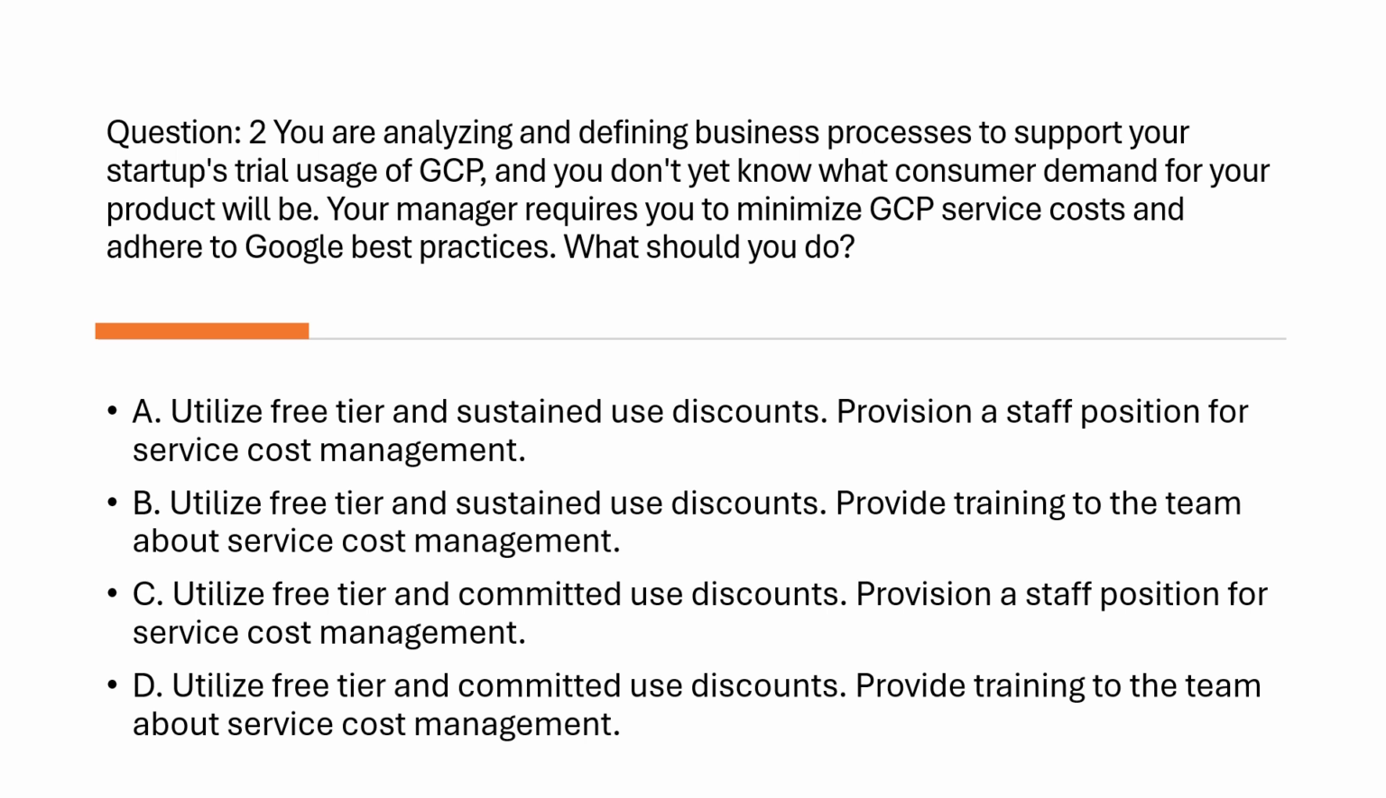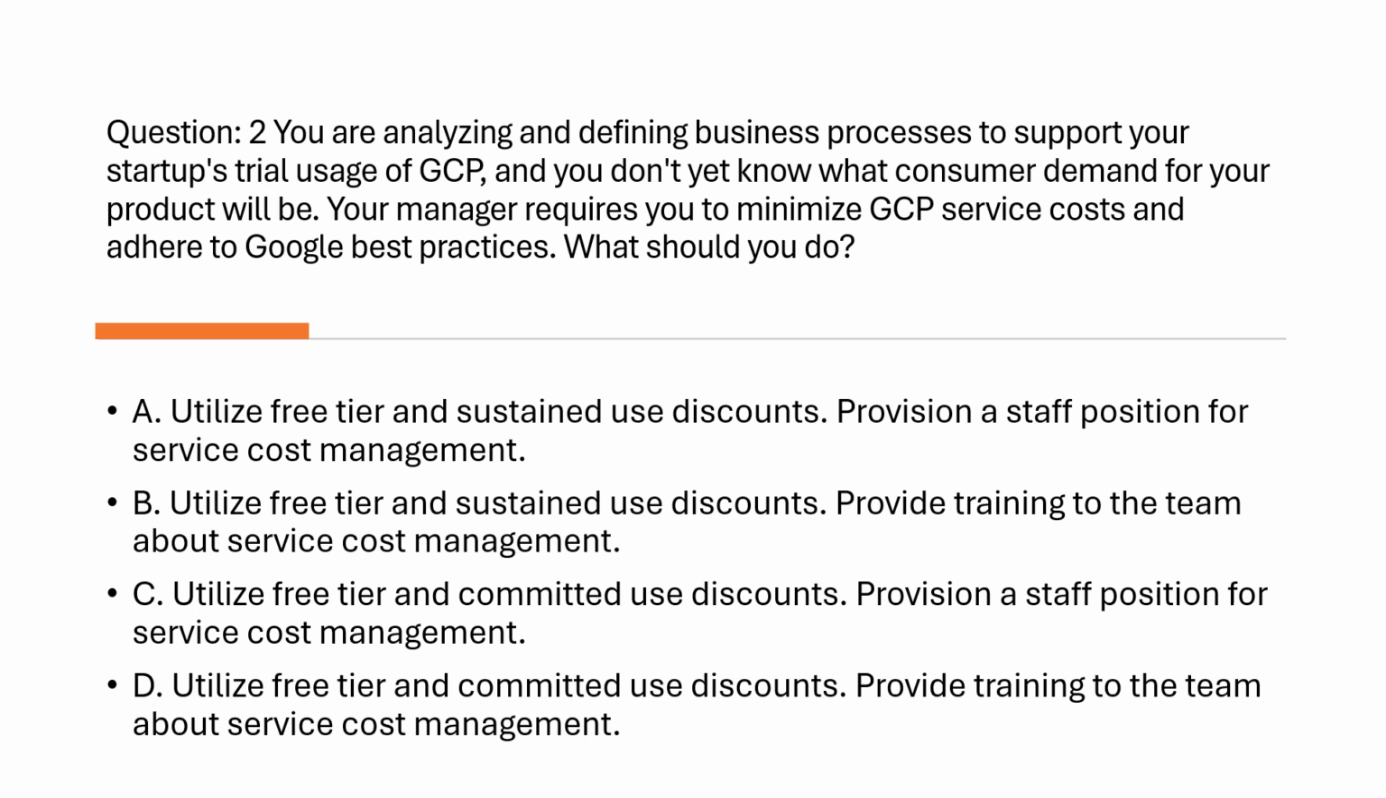Question 2. You are analyzing and defining business processes to support your startup's trial usage of GCP, and you don't yet know what consumer demand for your product will be. Your manager requires you to minimize GCP service costs and adhere to Google best practices. What should you do? A. Utilize free tier and sustained use discounts. Provision a staff position for service cost management.